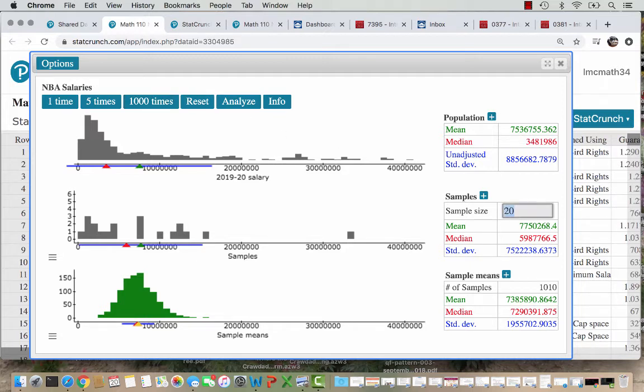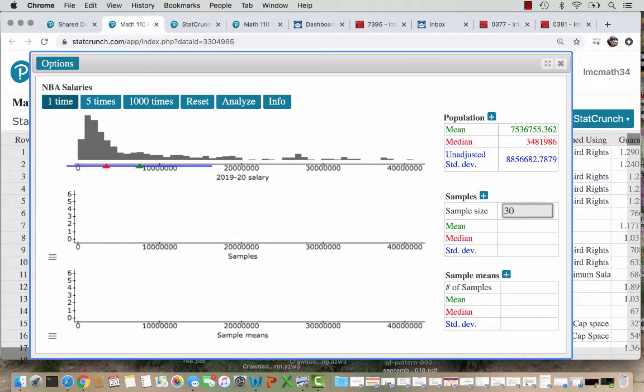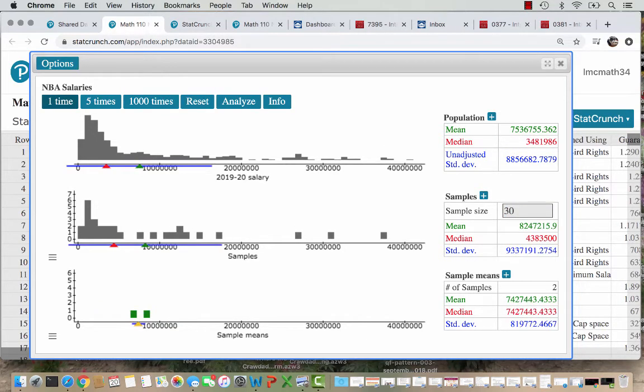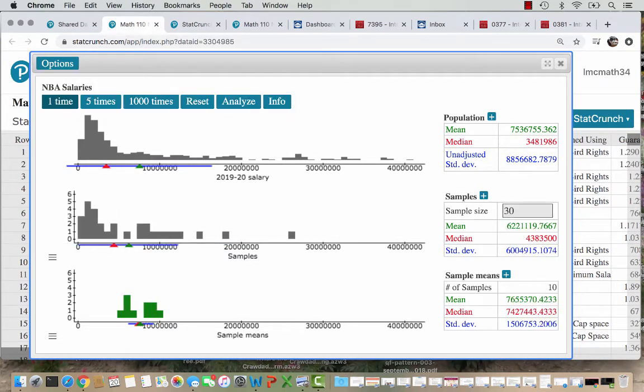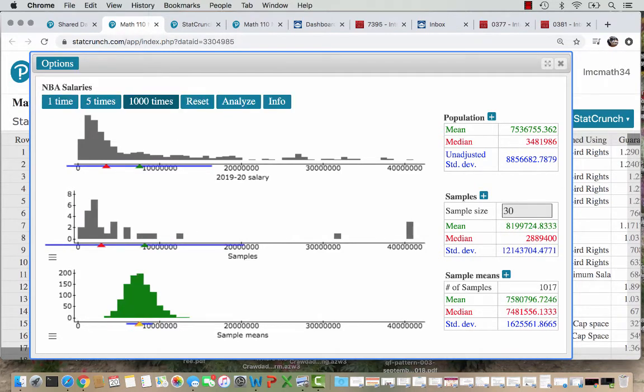Statisticians like to go up to sample size 30 as the smallest sample size where we start to see a normal shape distribution for the sample means. So you can keep clicking one time and building up your samples of 30 player salaries. You can go straight to 1,000 times and see when our sample size is 30, we start to get a symmetric, normal looking distribution.